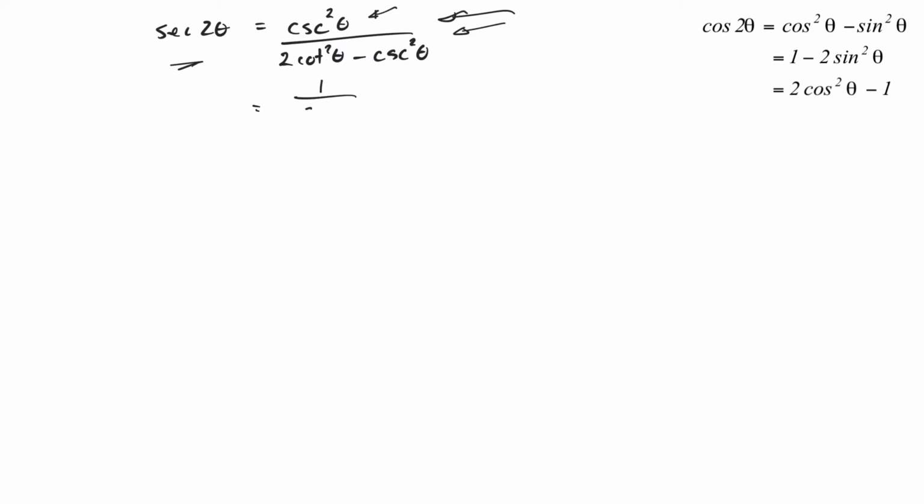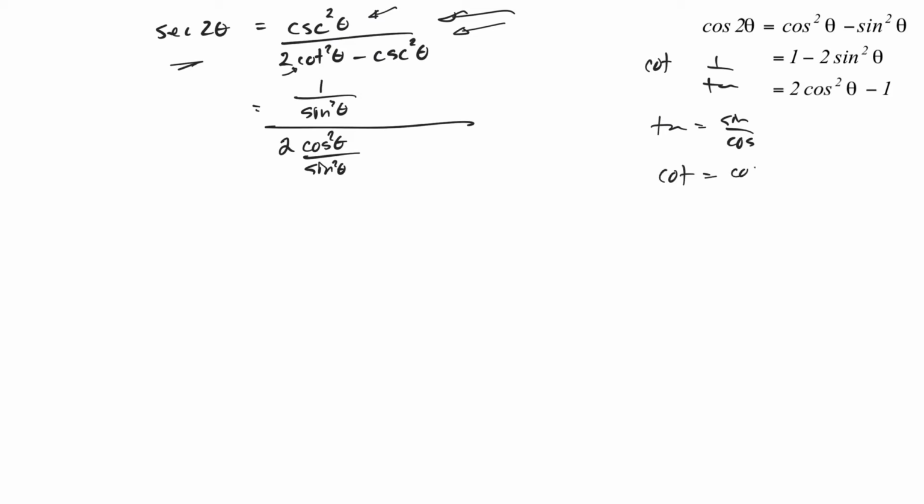So I'm changing it to 1 over sine squared theta over, and then on the bottom I'm going to do the same thing for these guys. So this will be 2 times cotan, which is the same as cos squared theta over sine squared theta. Okay, because cot is the reciprocal of tan, and tan is sine over cos. So cotan is cos over sine. And if this one's squared, then so are those. Okay, and then cosecant squared is 1 over sine squared.